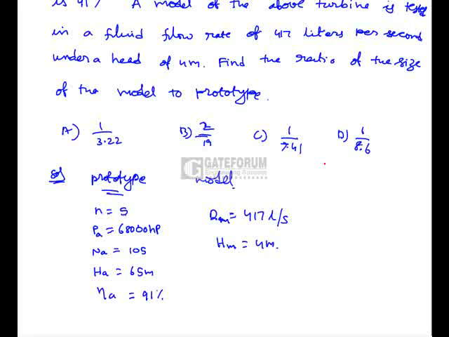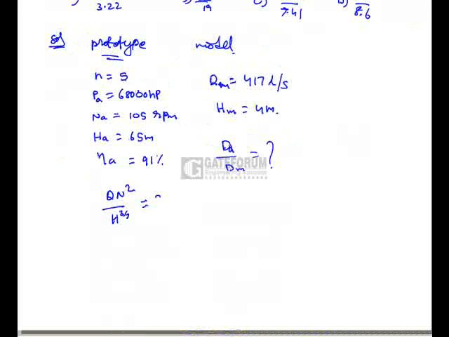Now coming to the solution, we have to find the ratio of the size of the model to the prototype. So we have to find the ratio of the diameter of the prototype to the model. For this we can use the specific speeds and specific parameters as well as unit parameters. From the relation QN squared by H power 3 by 2 equals constant, we can find the speed of the model turbine. But for that, first we have to find the flow rate in each prototype turbine.